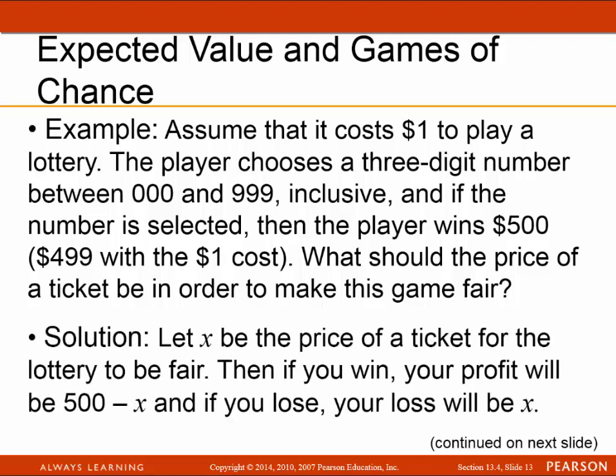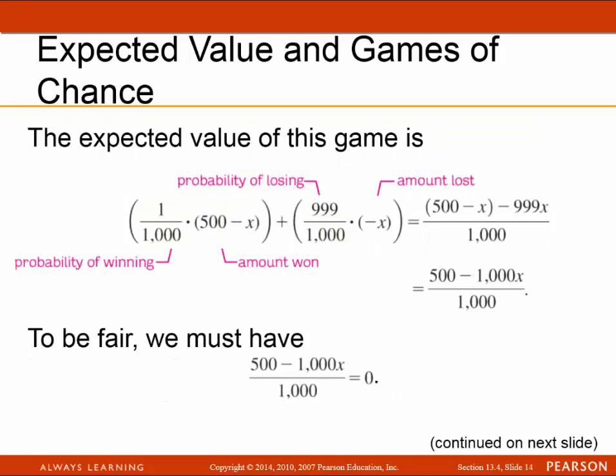So the first thing is we're going to let X be the price of a ticket for the lottery to be fair. Then if you win, your profit will be 500 minus X, because that's what you bet. And if you lose, your loss will be X. So the expected value of this game is the following. The probability of winning times the amount that you won, which is 500 minus X, plus the probability of losing times the amount that you will lose. Then you get an equation: 500 minus 1000X over 1000 equals 0. Because remember, the expected value has to be 0 in order for it to be a fair game.